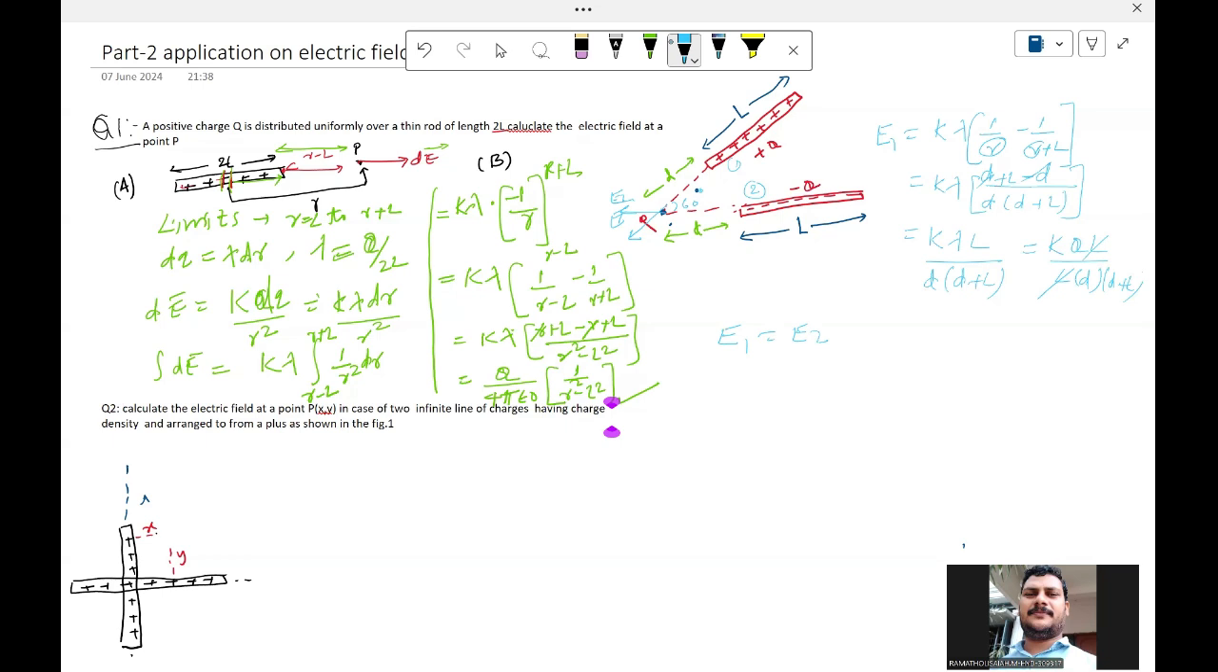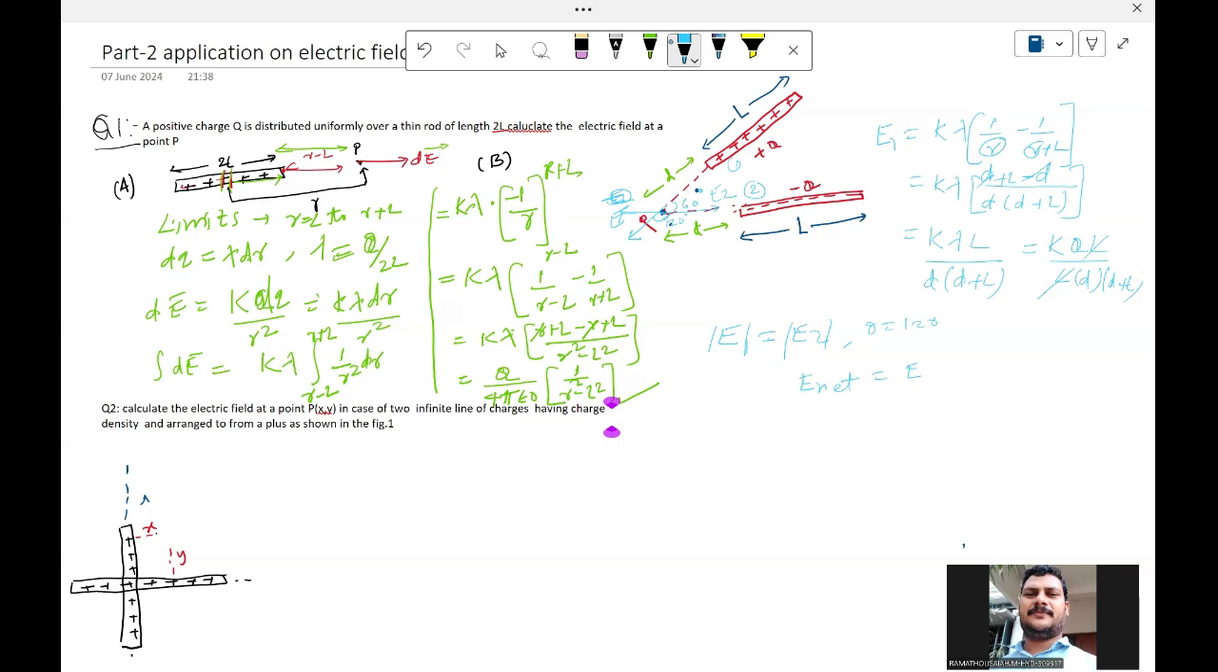Here, if you see, E2 is not in the same direction because it is due to the negative charge. Therefore E2 is in the opposite direction. So the angle between E1 and E2 is 120 degrees. Remember this. The magnitude of E1 is equal to the magnitude of E2, and the angle between them is 120. In that case, E net is E only.